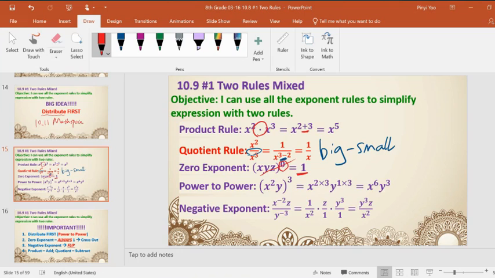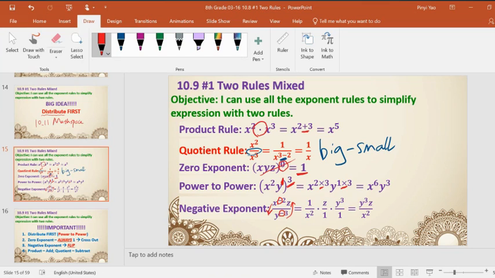Next thing, we learned power to power. That is when you have parentheses and you have an exponent on the outside. Don't forget that y actually has a hidden 1, invisible. And all you need to do is multiply them, and you get your final answer. The last one we learned is negative exponents. Whenever you see a negative sign, they go to the other side of the fraction, so that y will go to the top. So that's a quick recap.